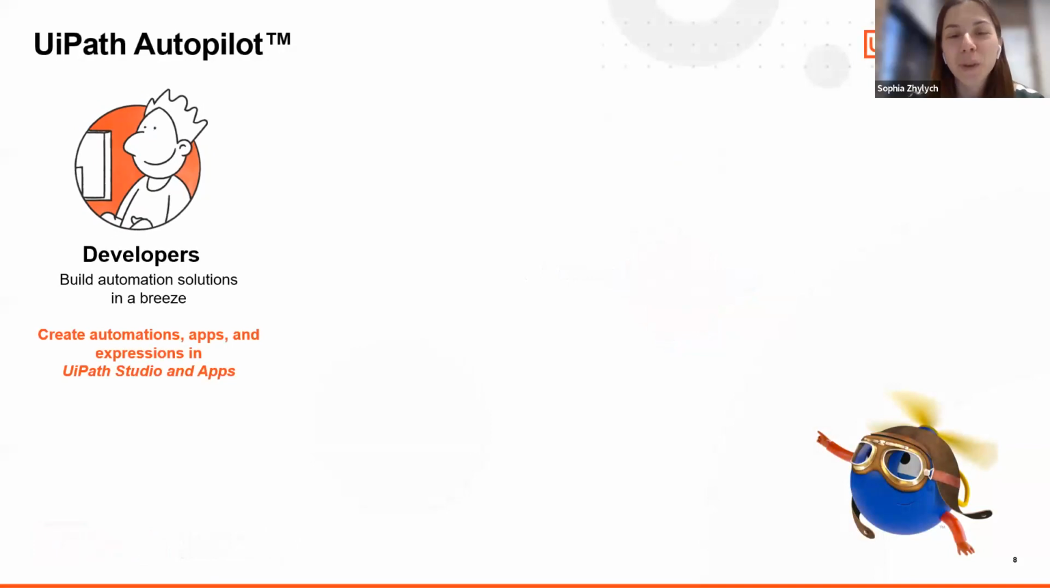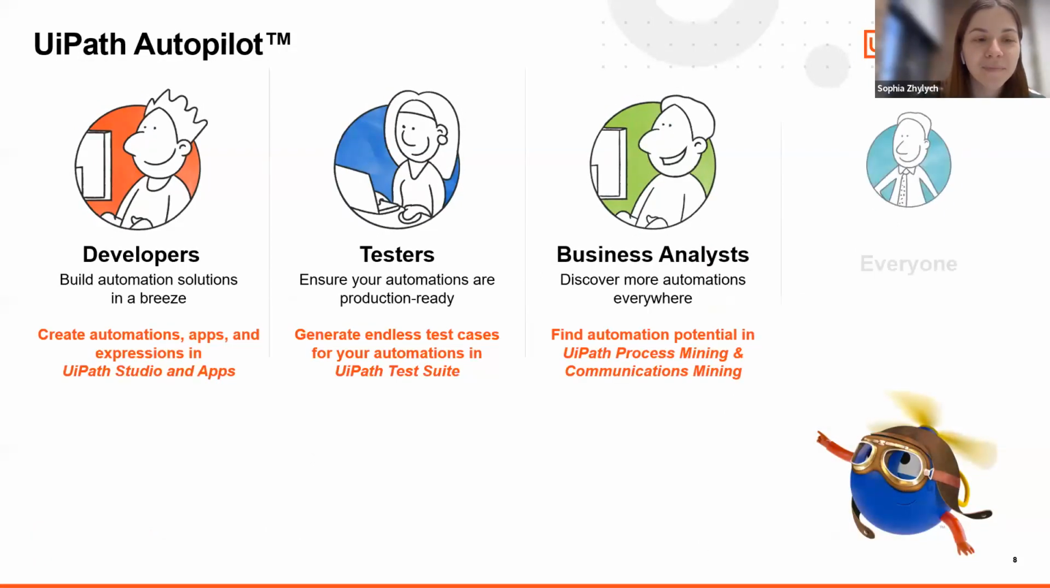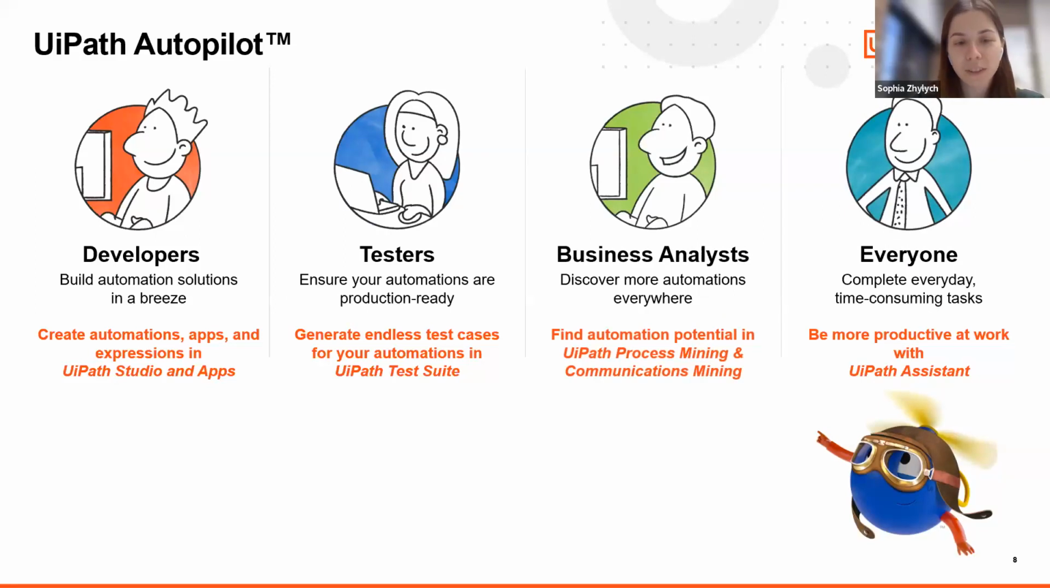So UiPath Autopilot is our new set of AI experiences across the UiPath platform. And basically, its main goal is to help everyone be more productive, from interns to developers to CEOs, to ensure that everybody in the company can benefit from it. Today, we'll focus more specifically on Autopilot experiences for developers, because we have mainly the technical developer audience here. So we'll take a closer look at Autopilot for Studio, Autopilot for Apps, and Autopilot for Test Suite.